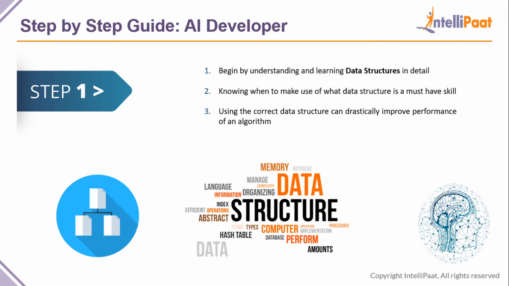Step number one to become an AI developer is to make sure you understand data structures, because with data structures, you will know what data structure can improve the performance of what algorithm and when. And when I say this, it holds so much water, because it is a must-have skill where performance can go from really bad to amazingly well if you know what right data structure to use when. Step one is all about understanding what data structures are in detail.